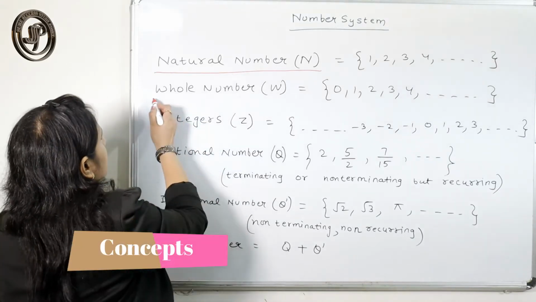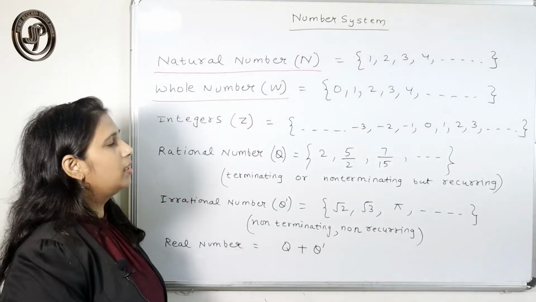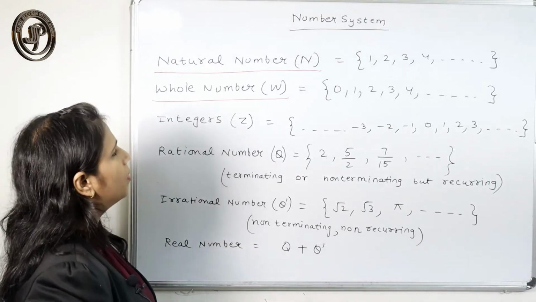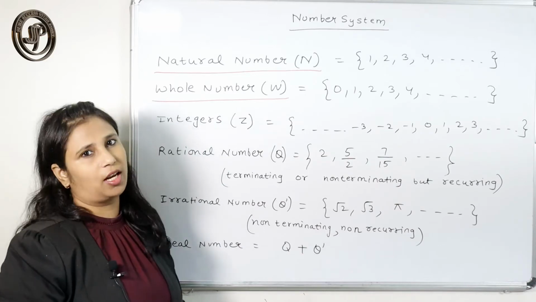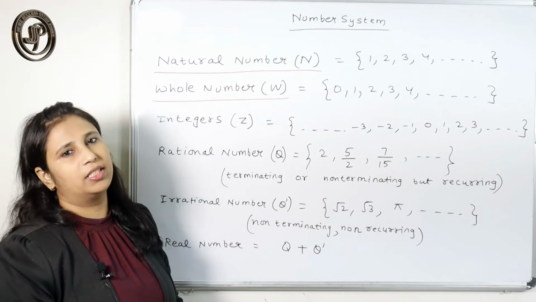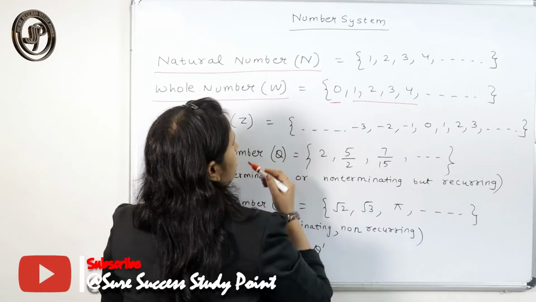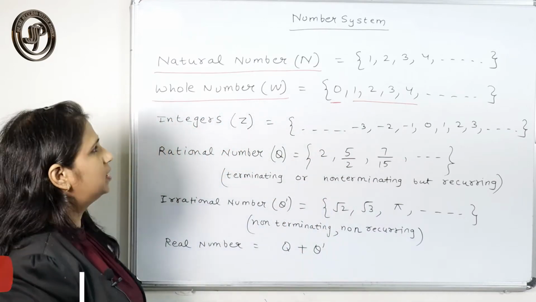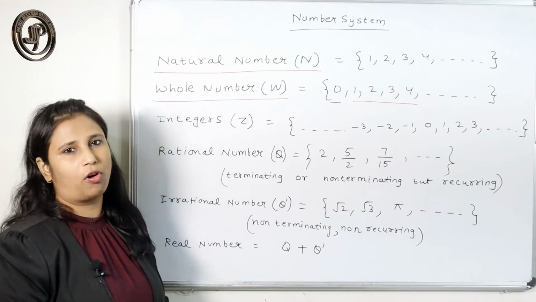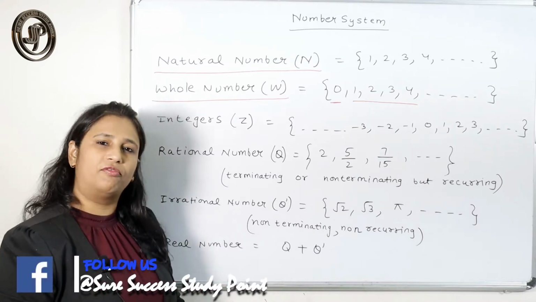Whole number. If we add 0 to the natural numbers, then the set obtained is called whole number. So whole number starts from 0. We can say 0 plus natural number is a whole number. The collection of natural numbers plus 0 is a whole number. So if I say 0 is a natural number, true or false? That is a false statement, because natural number starts from 1.